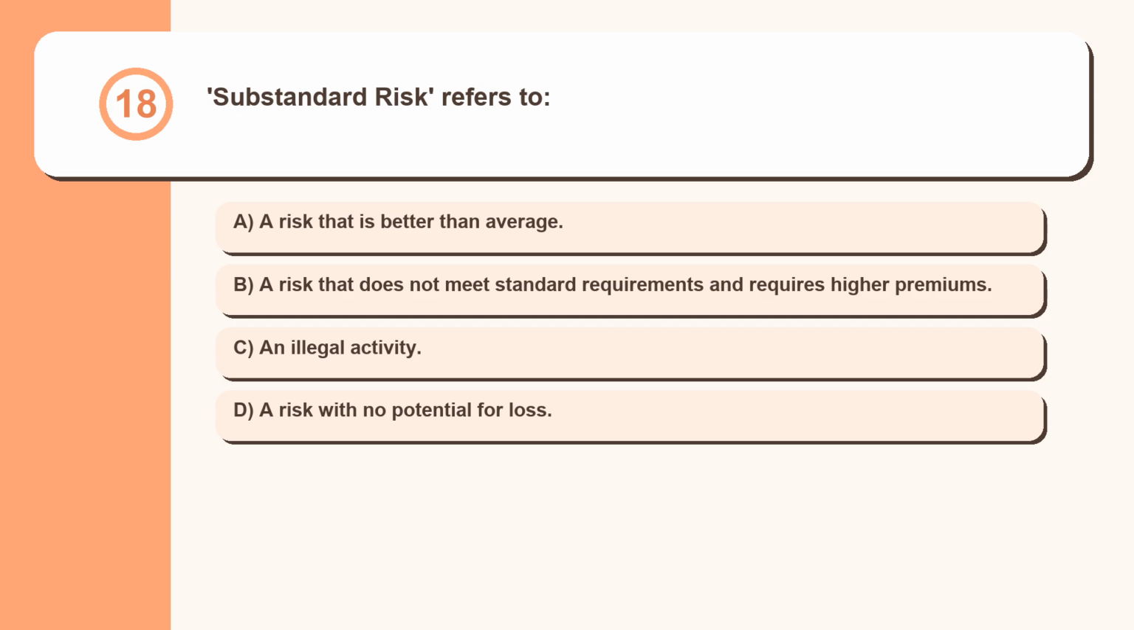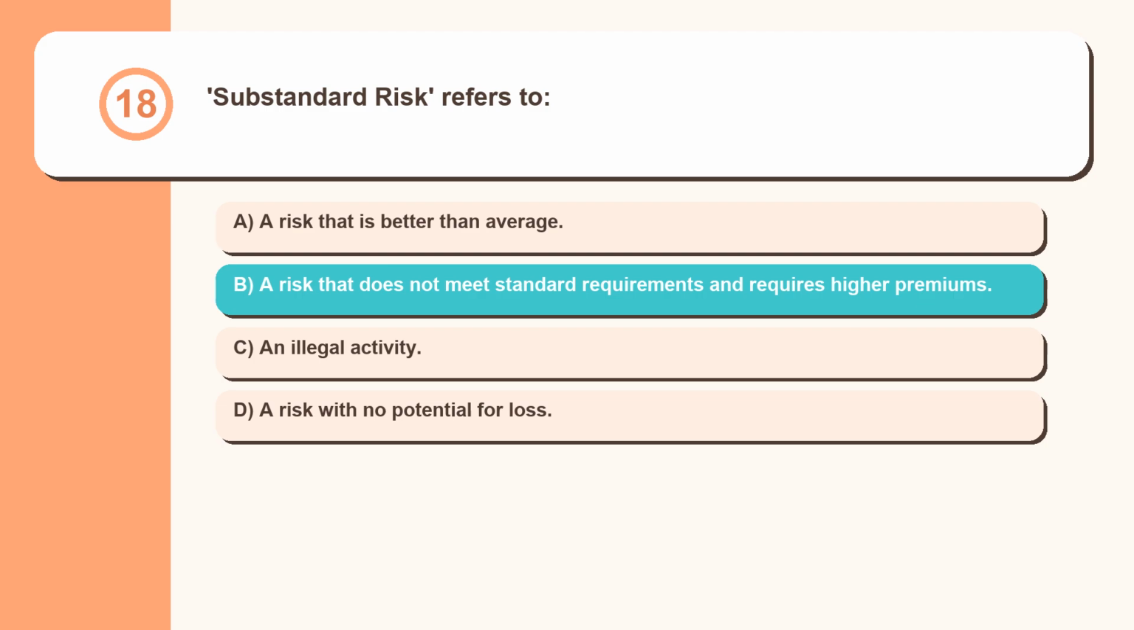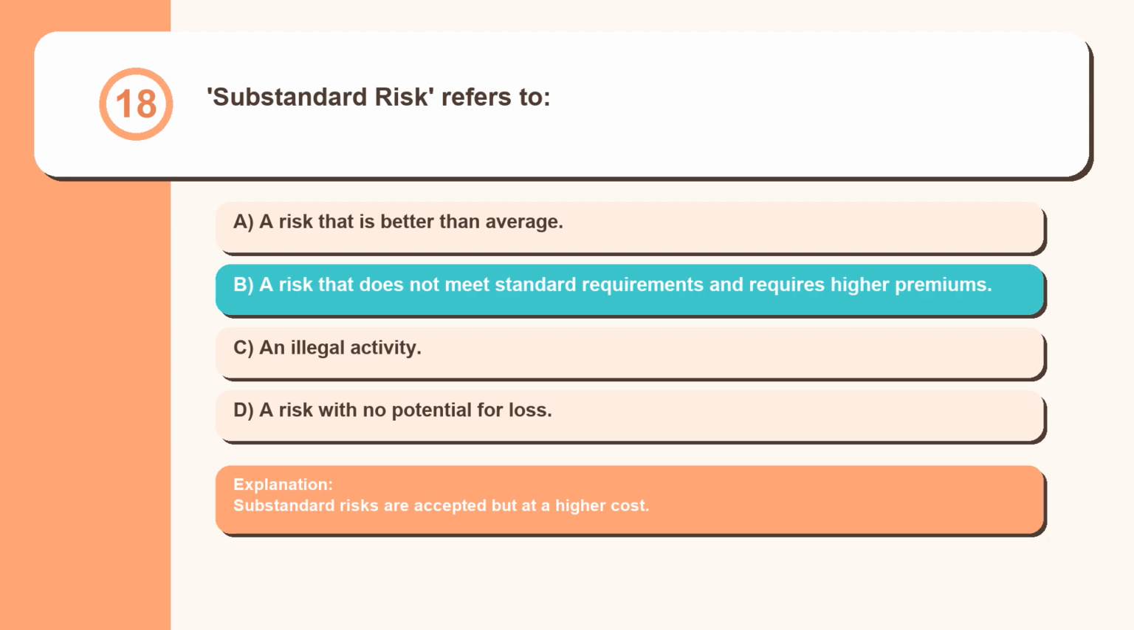Question 18. Substandard risk refers to a risk that is better than average, a risk that does not meet standard requirements and requires higher premiums, an illegal activity, a risk with no potential for loss. Substandard risks are accepted but at a higher cost.